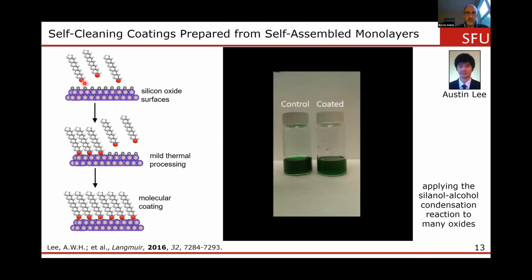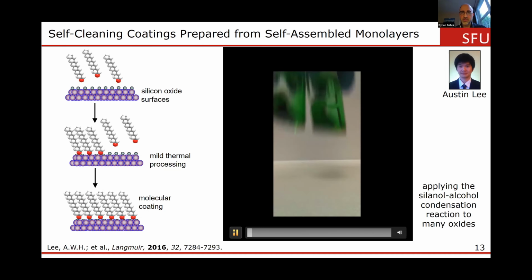The idea is that the alcohol and the silanol on the surface of whatever surface we're dealing with, and we're going to focus on silicon-based oxides today, undergo a mild thermal treatment with water as a byproduct, and then ideally end up with a coating like this.